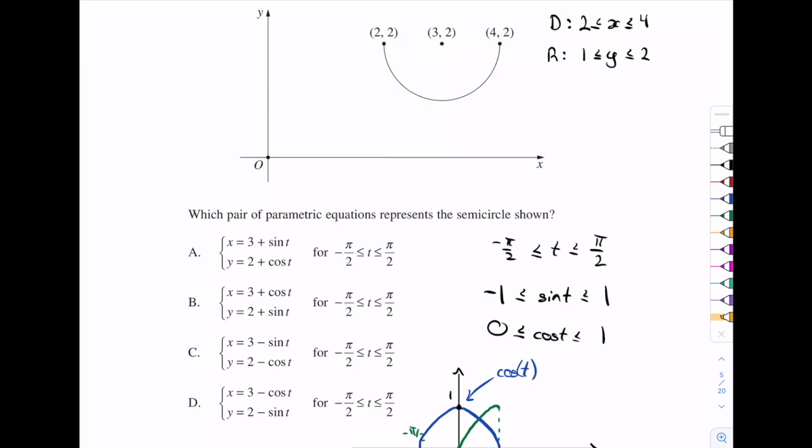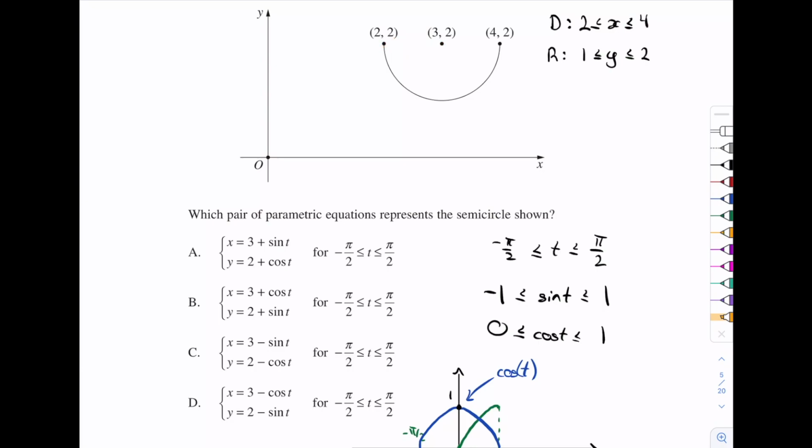So I want sine to be part of my x parametric equation because it's able to get me to both sides. If I had cos in the x parametric equation, I could either only get these values here if I added on cos, or I could only get these values here if I subtracted cos. But I want to get both of them.